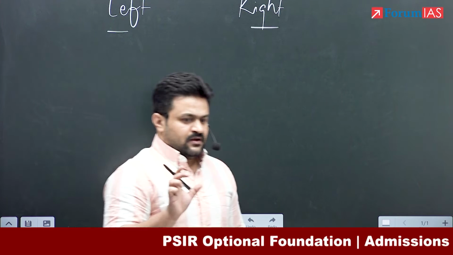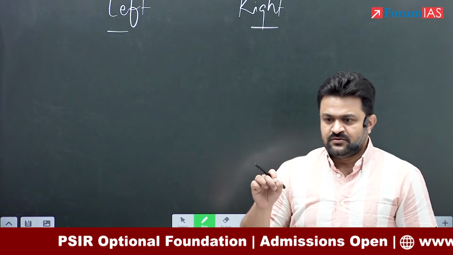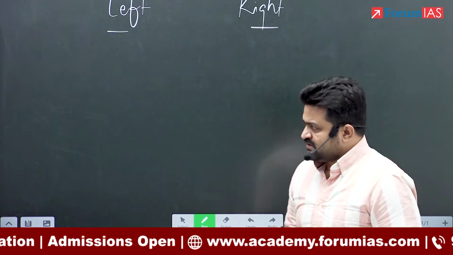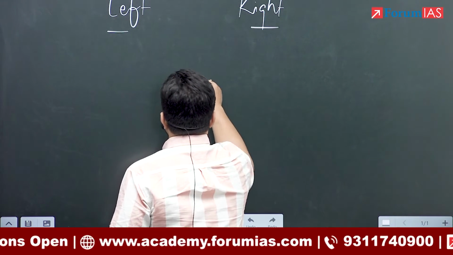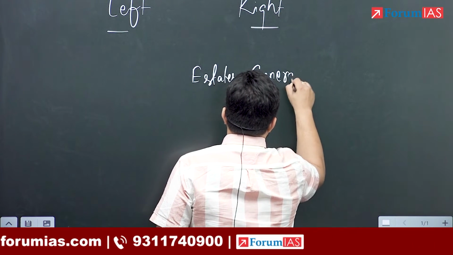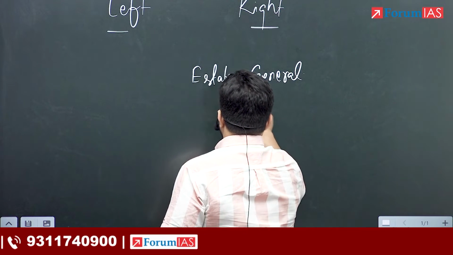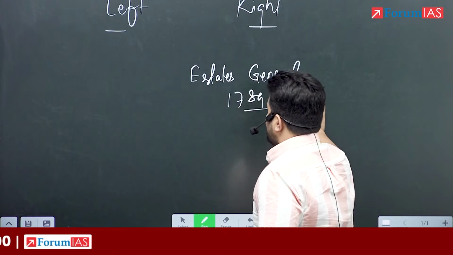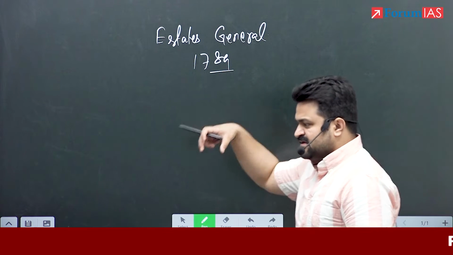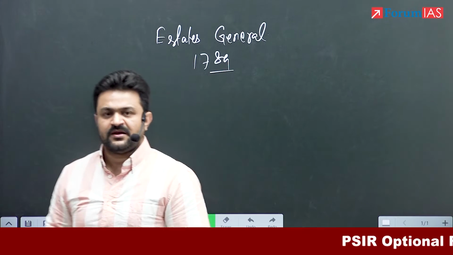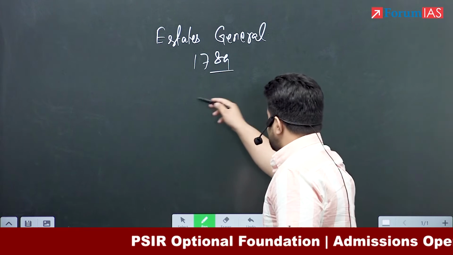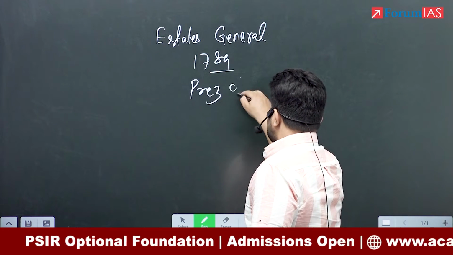Okay, now if you go back to the origin of these two terms, where they originated, you see that happening in the States General Meeting in 1789, that is the French Revolution I'm talking about. Okay, and precisely the sitting arrangement that was adopted in the States General Meeting. So that is the origin of these two terms. So what was the seating arrangement there? This was the sitting arrangement.